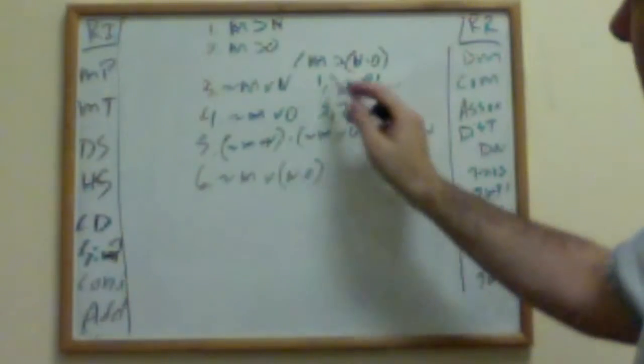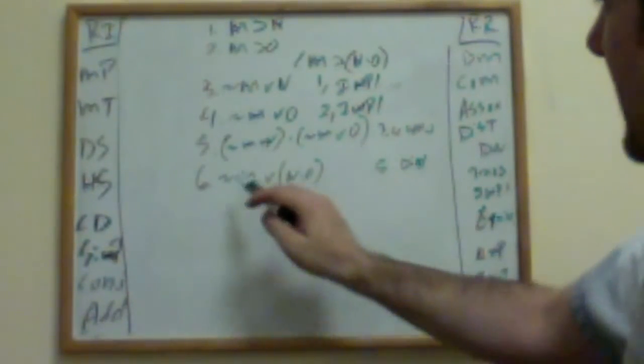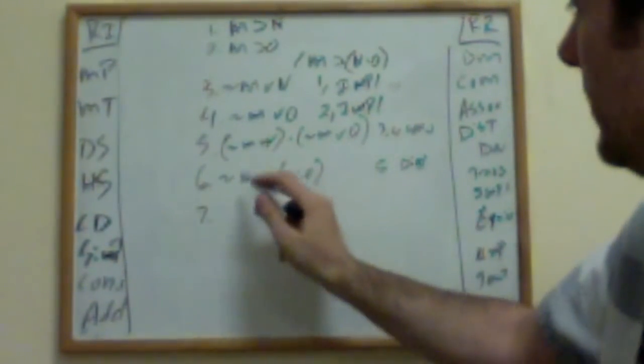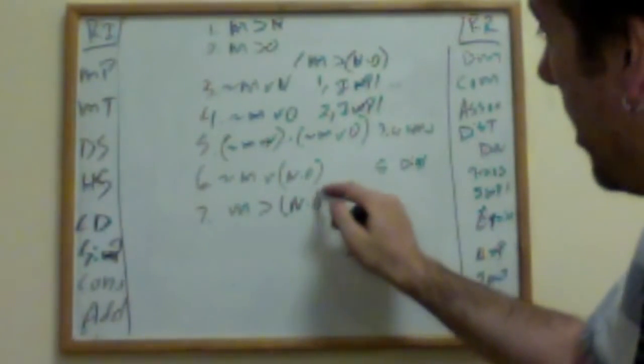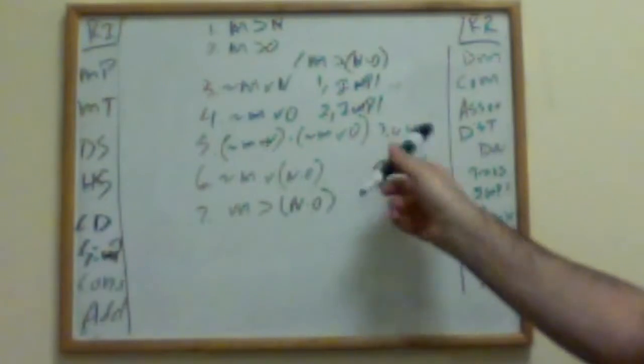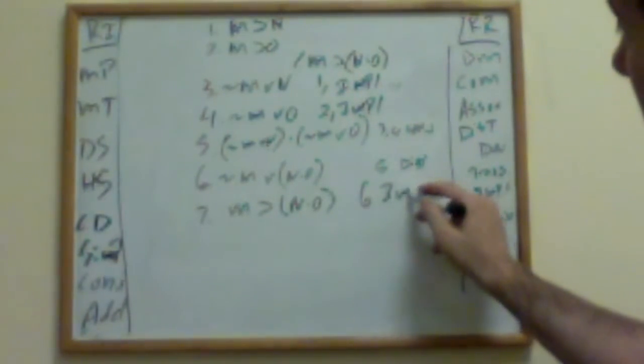But now we know by implication that this is a conditional statement right here, equivalent to 1. So we can write M horseshoe N dot O, and we got that from line 6 using implication.